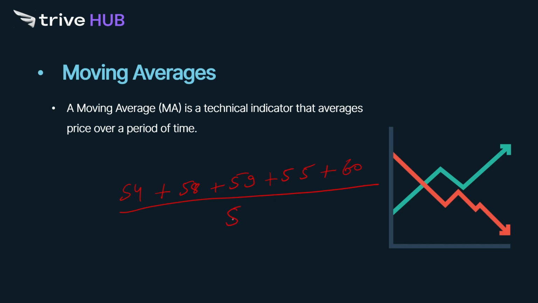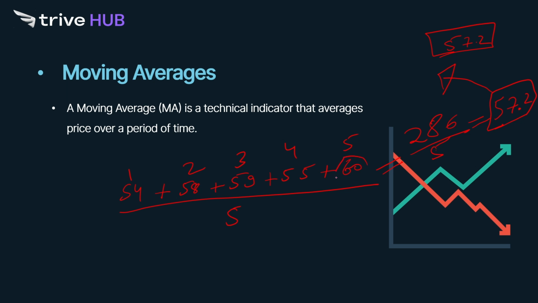To find an average, you have to calculate the total value, which means 54 plus 58 plus 59 plus 55 plus 60. The total amounts to 286. Now we have to divide it by 5 because we have 5 data points in this data series. The average price will come out to be 57.2. So we can say that the average price for the last 5 days is 57.2.